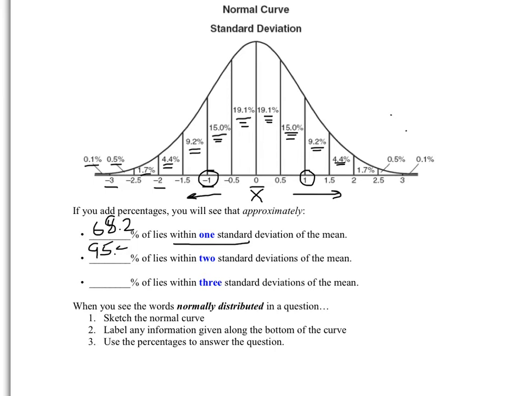95.4. And finally, what percentage lies within 3 standard deviations of my mean? So I'm going to be starting from 3 standard deviations below my mean to 3 standard deviations above my mean. So this includes all the percentages from 0.5 up to the 0.5 again. When I add those up, I get 99.8%.